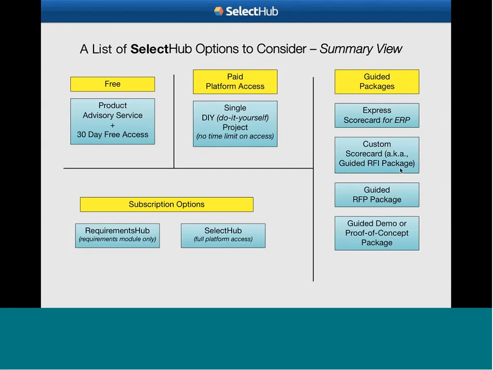So there are different ways to use the SelectHub platform on a single project basis or a single RFI, RFP scorecard basis. And there are also some subscription options. One is Requirements Hub, which gives you access just to the requirements module, or you can also subscribe to SelectHub, where we have multiple options available for you.